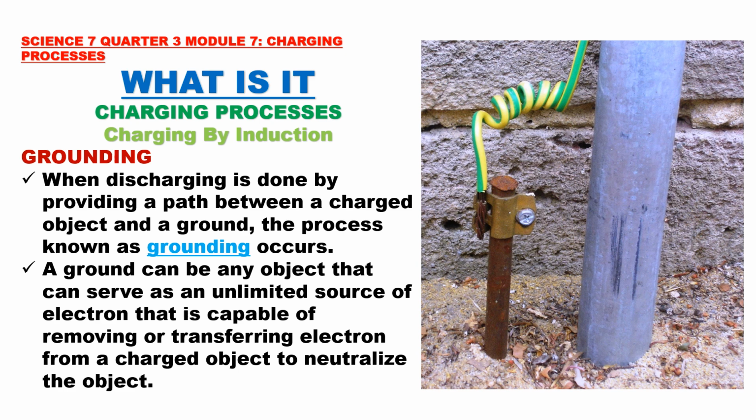When discharging is done by providing a path between a charged object and a ground, the process known as grounding occurs. A ground can be any object that can serve as an unlimited source of electrons that is capable of removing or transferring electrons from a charged object to neutralize the object.